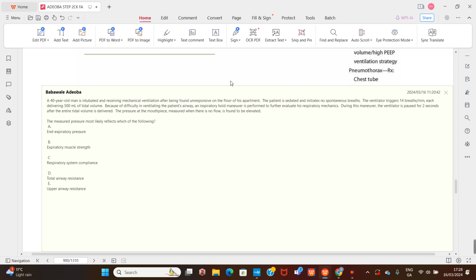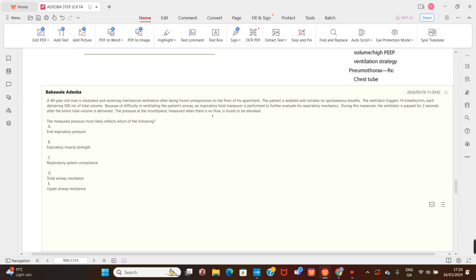Exactly. And what's the component of the plateau pressure? The elastic pressure and PEEP. That is it. So they now said the pressure at the mouthpiece measured when there is no flow is found to be elevated. What is elevated? It's the plateau pressure, and we know the amount of PEEP that we're actually delivering. So PEEP is out. They didn't give us the PEEP, so it has been set.